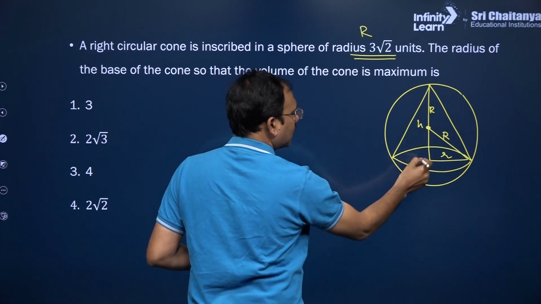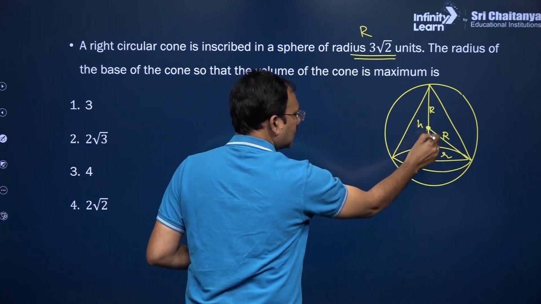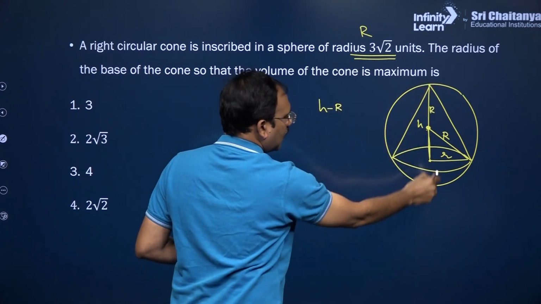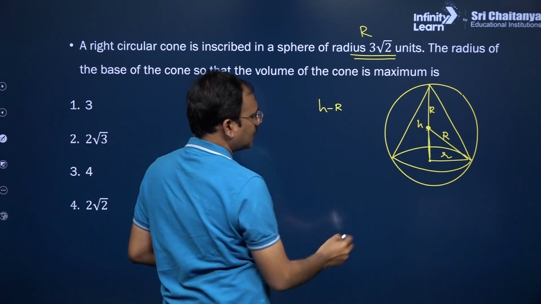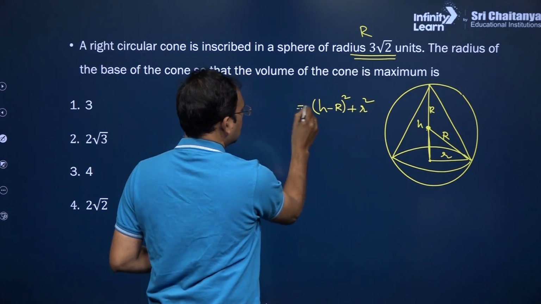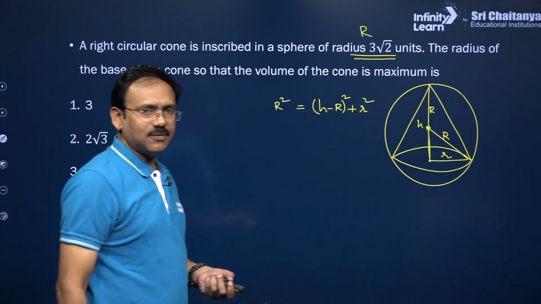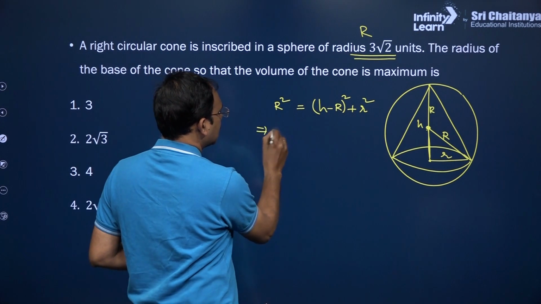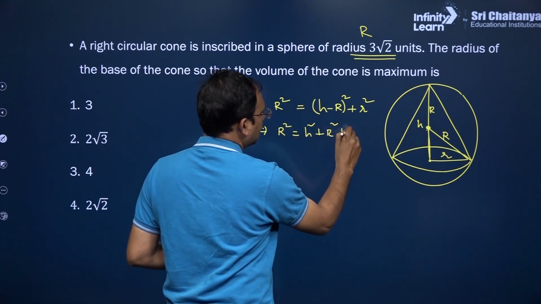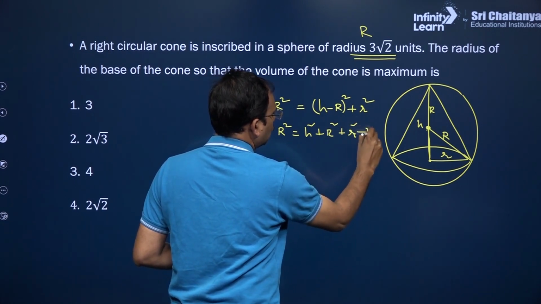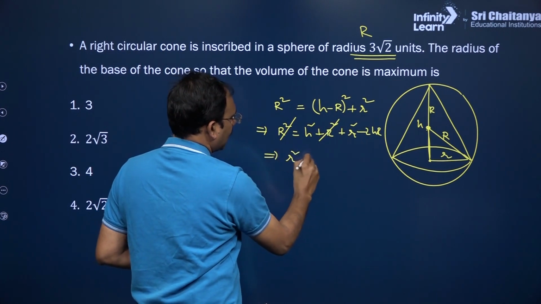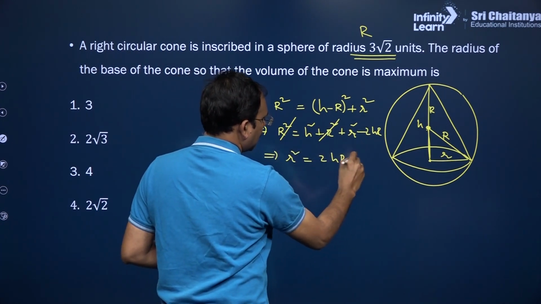So, one small observation is this part, this is going to be h minus r, because h is the total height of the cone. (h minus r) whole square plus small r square is going to be capital R square, right. So, you can just simplify: R square is equal to h square plus r square minus 2hr. So, this r square got cancelled. You can write r square is equal to 2hr minus h square.